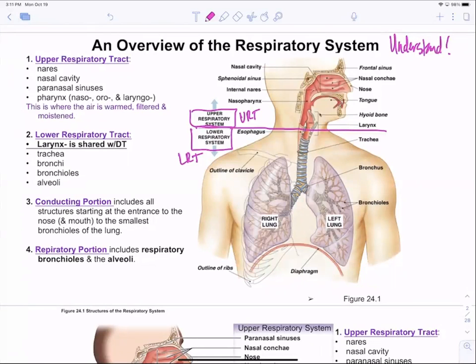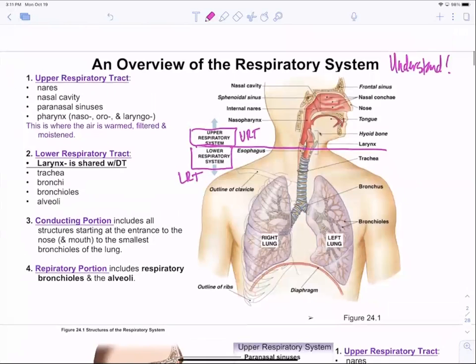And so you need to know what is part of the upper respiratory tract. Well, your nares, which is your nose and your nasal opening, the nasal cavity, the paranasal sinuses, because they're para to the nasal cavity, and then the pharynx. Now the pharynx has three parts to it. So here's your nares, your nasal cavity, and then here's the pharynx. The pharynx has the nasopharynx, the oropharynx, and then the part that it shares with the larynx. And here's the larynx right here.